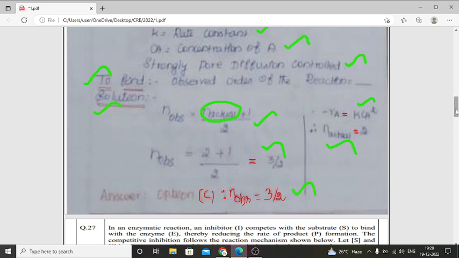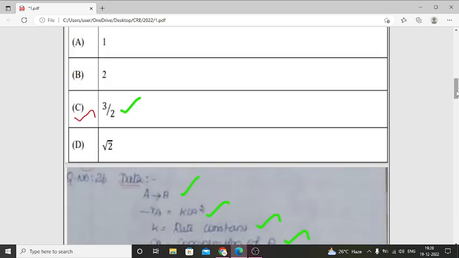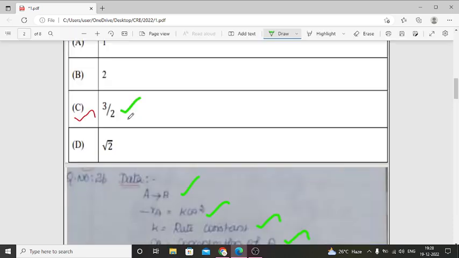This is the observed reaction order. See here, this is option C, that is 3 by 2. This is the correct option for this question.